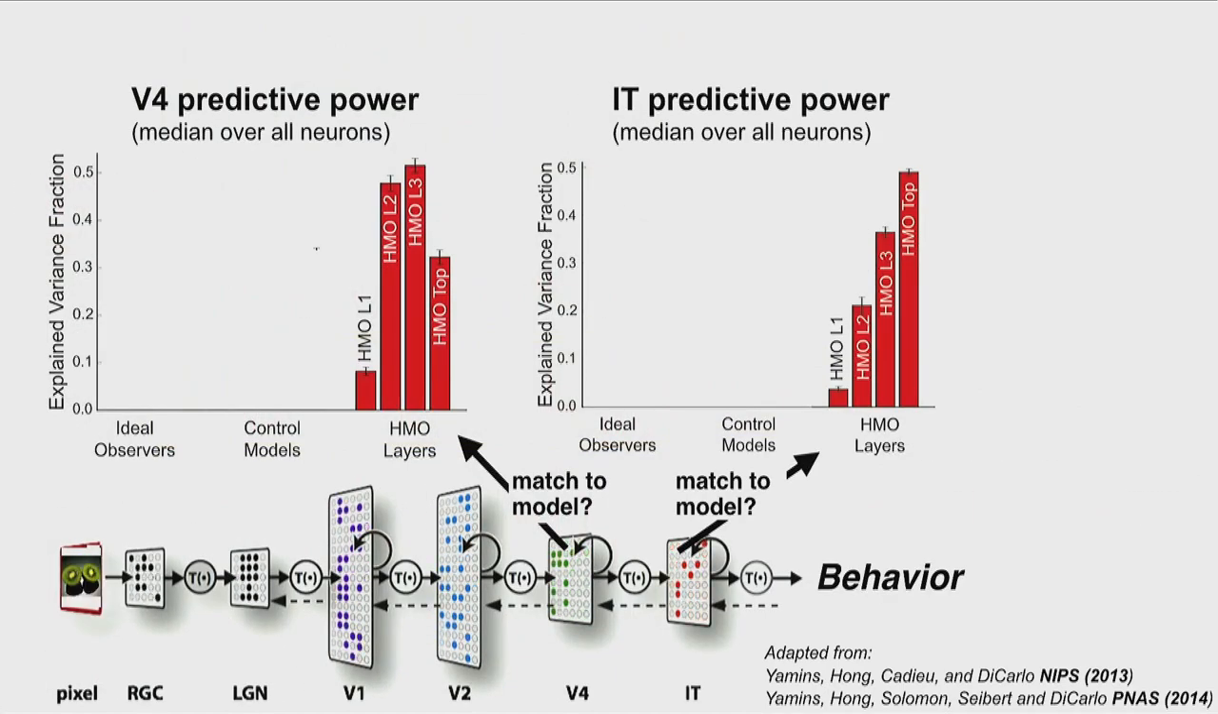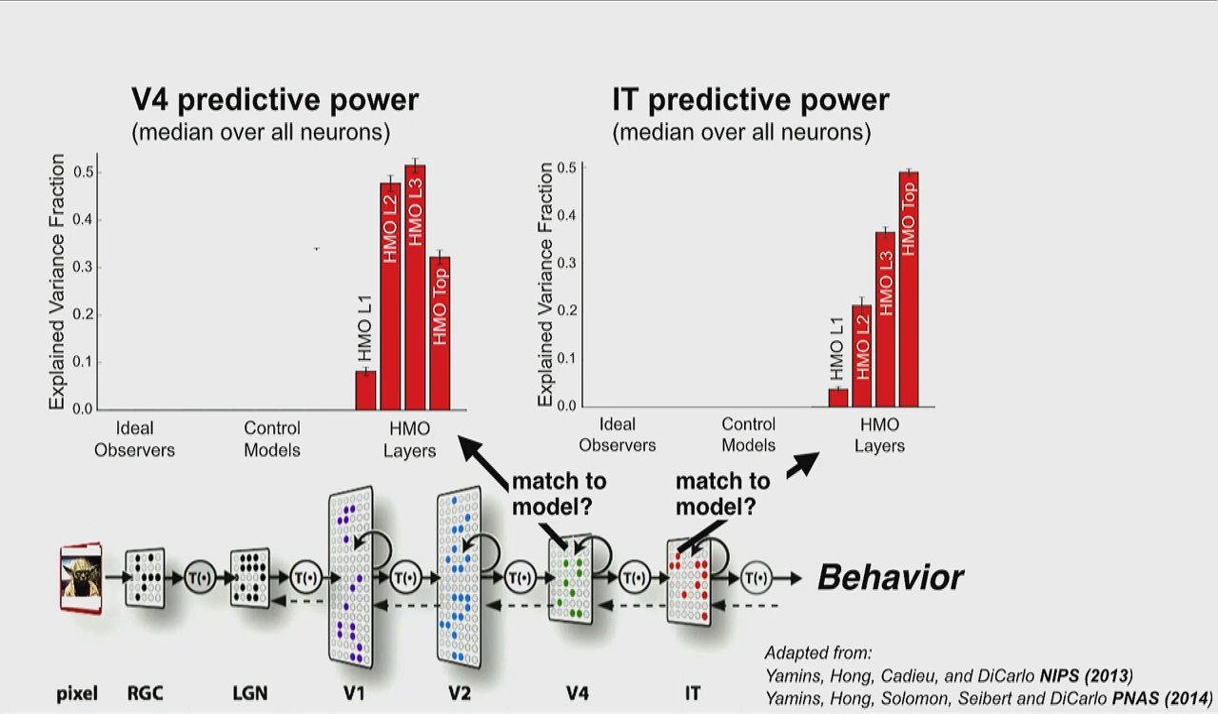Here's what I just said, now quantified over all sites. So this is like 100 V4 sites and 100 IT sites. This is median explained variance fraction. So remember, I just said about 50%. That's what you're seeing here. And the top layer of the HMO model was the best at explaining IT, which is maybe not surprising to you. It didn't have to be that way. If you look at earlier layers, they don't explain IT as well. And then here's the V4 layer. This was especially interesting to us because the top layer was not the best. The middle layer was the best. Both middle layers were pretty good, and then it falls off again in the first layer.